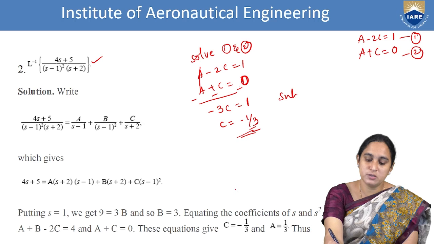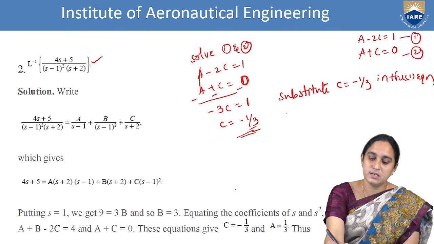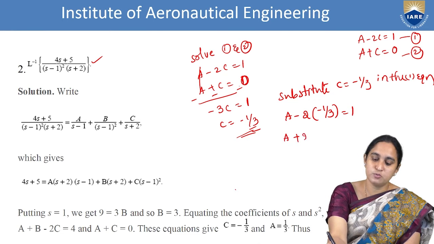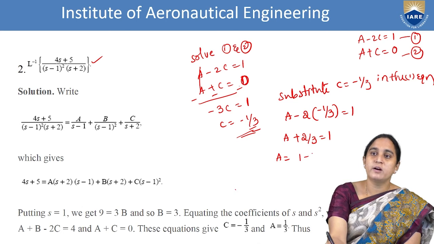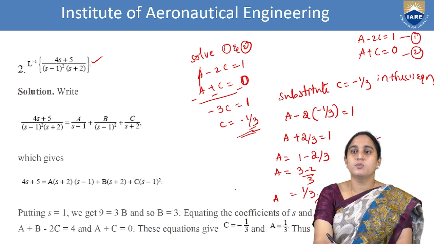Substitute c is equal to minus 1 by 3 in the first equation. That is, a minus 2 into minus 1 by 3 is equal to 1. That is, a plus 2 by 3 is equal to 1. That is, a is equal to 1 minus 2 by 3. That is, a is equal to 3 minus 2 by 3, that is 1 by 3. Therefore, a is equal to how much?